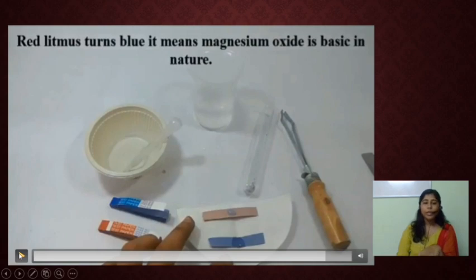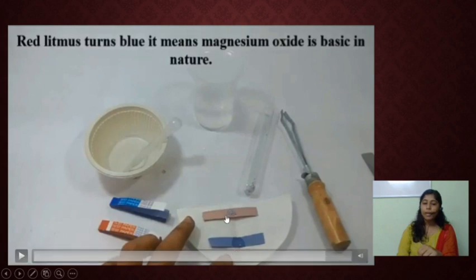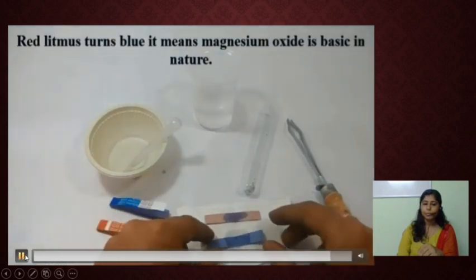After dissolving the magnesium oxide in water, we take a few drops of the dissolved magnesium oxide solution onto two litmus papers, blue litmus paper and red litmus paper. We add a few drops of this solution onto the blue litmus paper and the red litmus paper. What is the result?